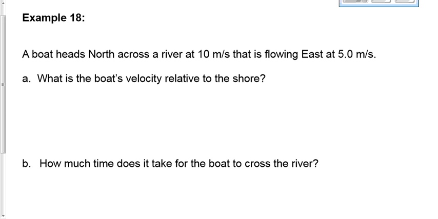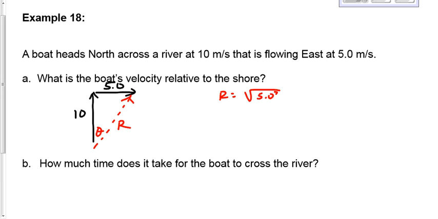What's the boat's velocity relative to the shore? Well, we've done that question, basically, right? We've done that question several times. We would say the boat heads north at 10 meters per second. There's a river current to the east at 5 meters per second. Both solid line vectors. The dotted line vector, which is the resultant vector, is the actual velocity. This is the velocity of the boat relative to the shore. I can find that. Here's theta, here's R. R is the square root of 5.0 squared plus 10 squared. And that gives me a value of what?